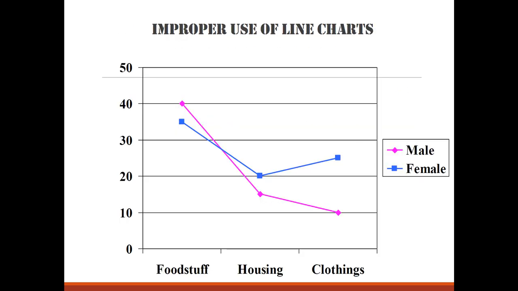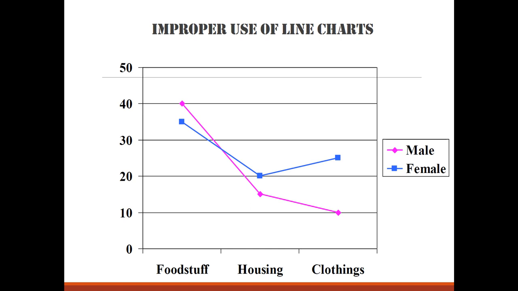There is some inspiration. This one is an improper use of a line chart. It is improper because this one is actually a line chart, and a line chart is usually for time-based data. You can see here food stuff, housing and clothing at the bottom. The line is connected, meaning that you are connecting food stuff to housing and housing to clothing. If you look at just the graph, probably you cannot see what is wrong.